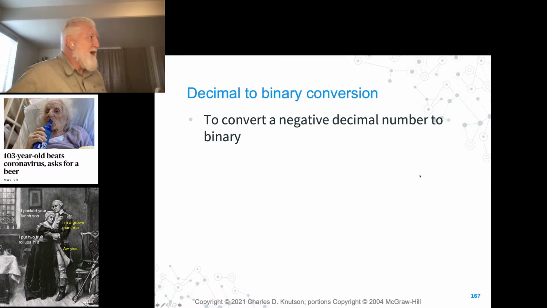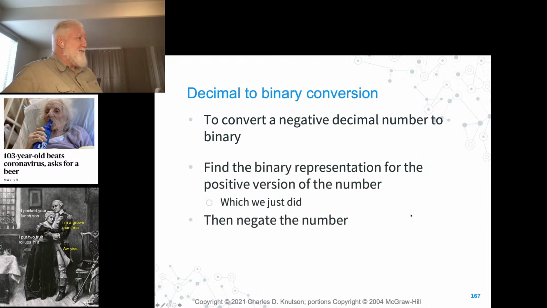Now let's go negative. Let's do the decimal to binary, but we're going to convert it, but it's a negative number. Okay, number one is just find the binary representation for the positive version of the number. In other words, negate the number.